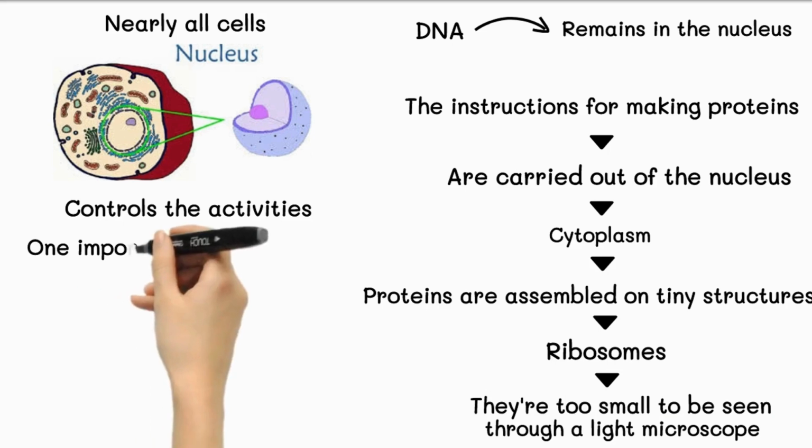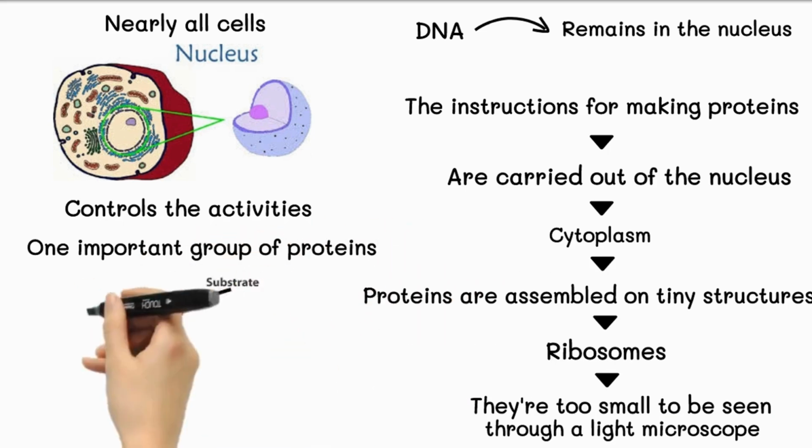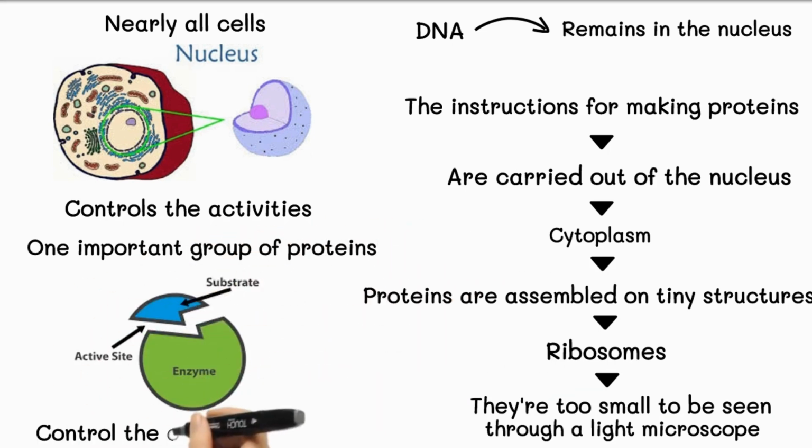One very important group of proteins found in cells are enzymes. Enzymes control the chemical reactions that take place in the cytoplasm.